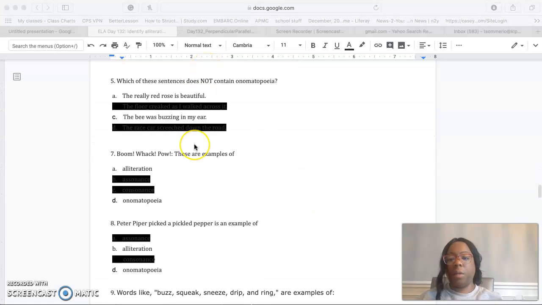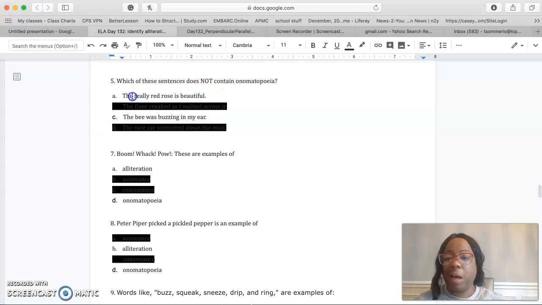Number 5, which of these statements does not contain an onomatopoeia? A, the really red rose is beautiful. C, the bee was buzzing in my ear. I know that onomatopoeias make sound, so I can eliminate C, and my answer would be A, the really red rose is beautiful. Let's change that up.